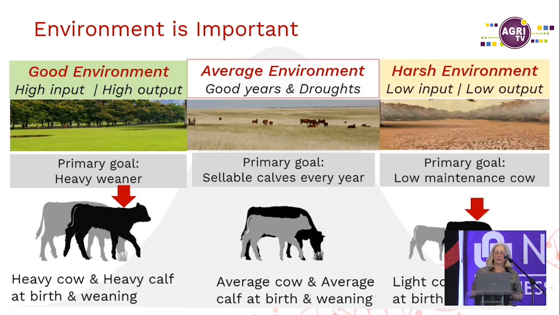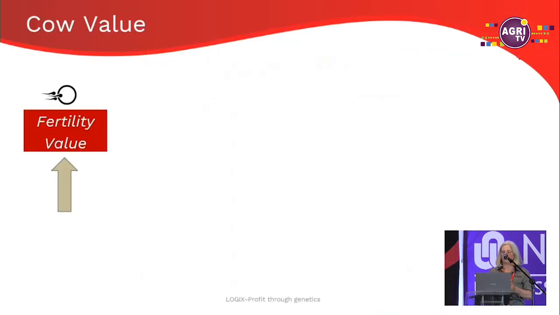If you're in a harsh environment, you can't just select for heavy weaners, then you're not doing the best you can. There you are selecting for a low-maintenance cow. You're selecting on the cow. You want the cow to survive year after year. She must be adapted to the environment. And usually that is a lighter cow because her maintenance is lower and the environment has a lower requirement. So you will select for a lighter cow with a light calf at birth and weaning.